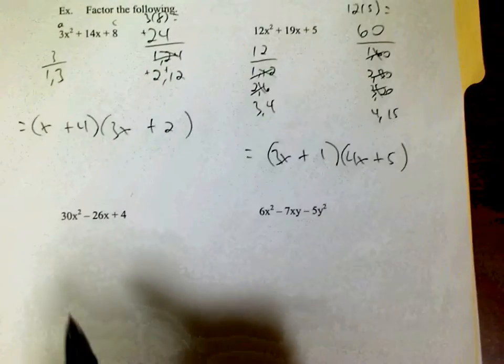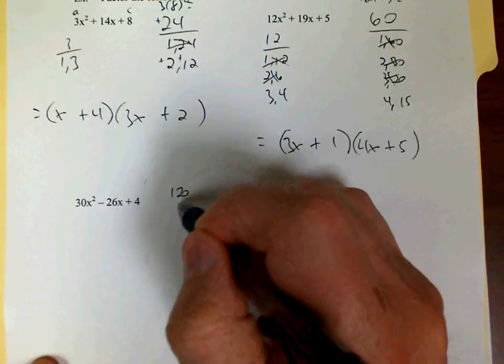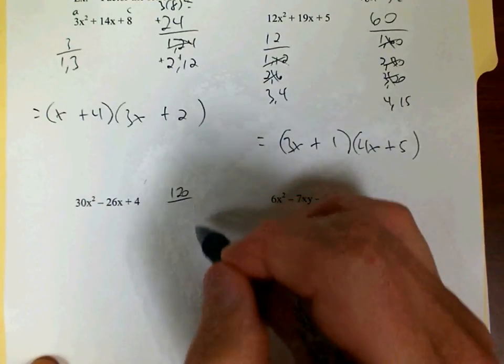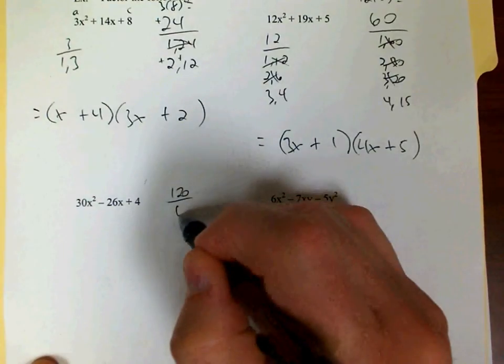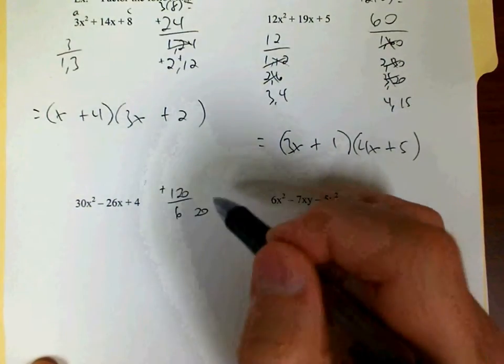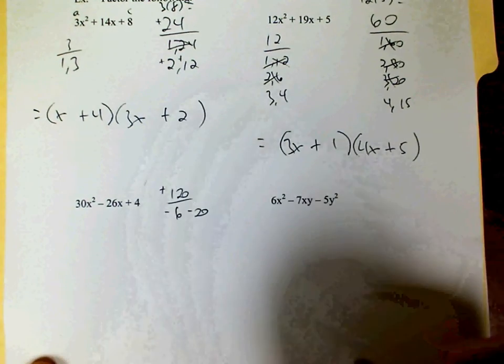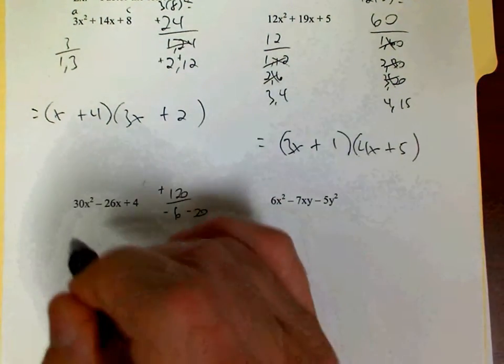Let's try this next one. Let's take 30 times 4, which is 120. Find factors of 120. When you do that, you're eventually going to come up with 6 and 20. Now notice we need a positive 120. At the same time when we add, we need a negative 26. That means both of those must be negative. Now let's list factors of 30.